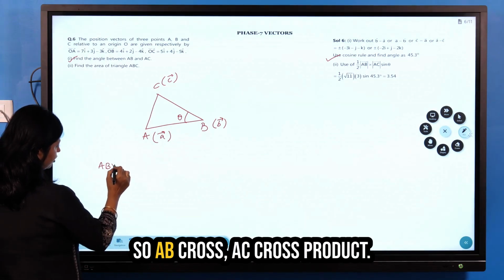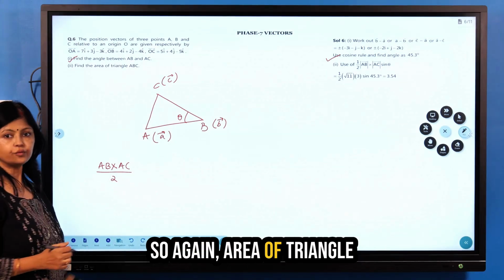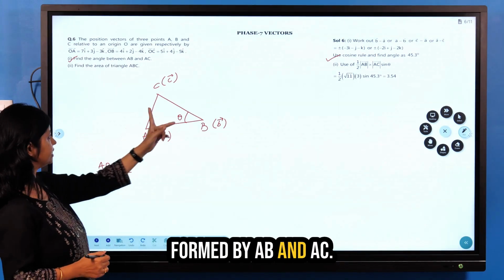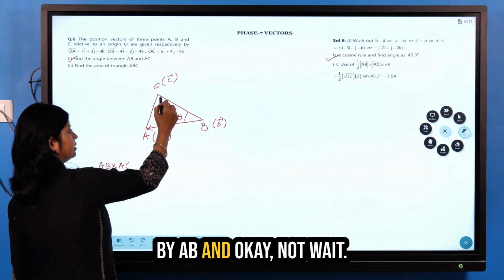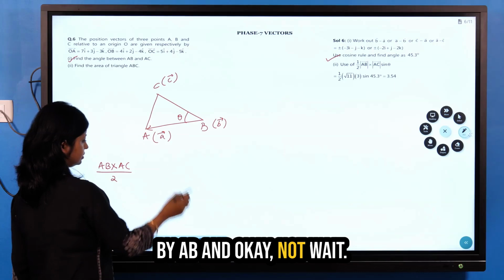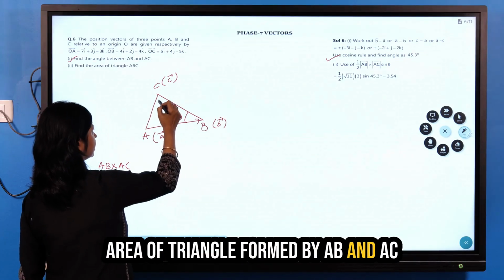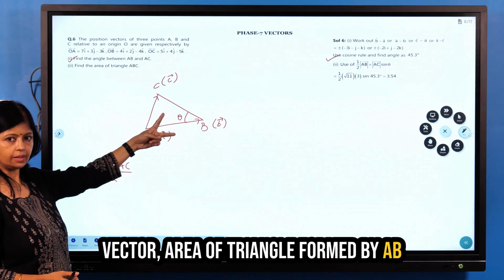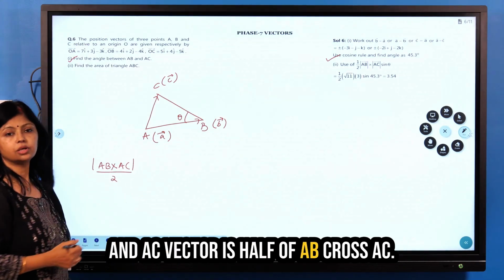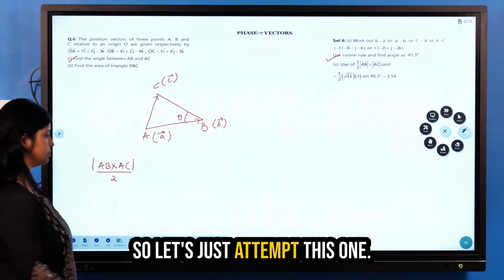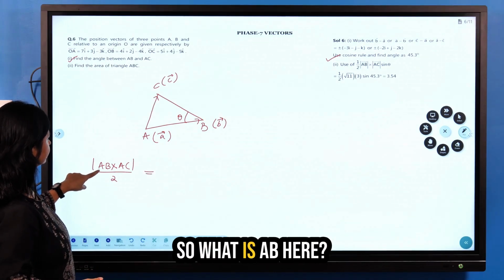So AB cross AC, the cross product. The area of triangle formed by AB and AC vector is half of AB cross AC. So let's just attempt this one. It's an application of the cross product. So what is AB here?